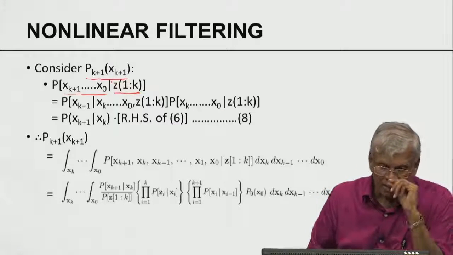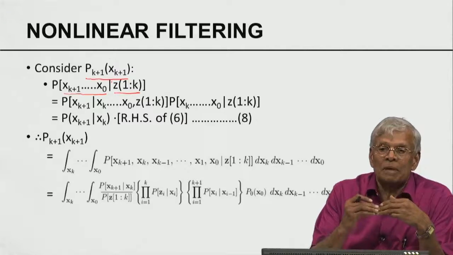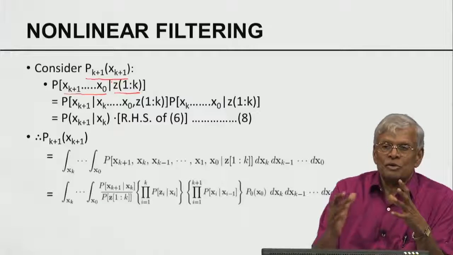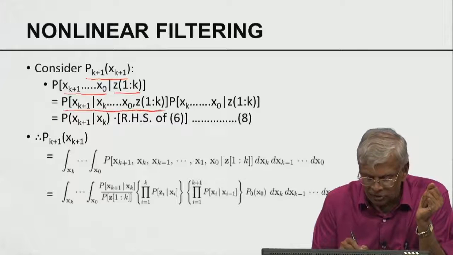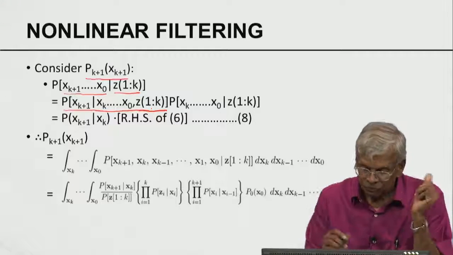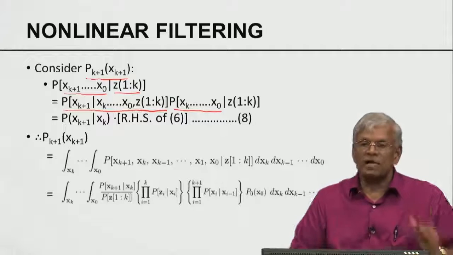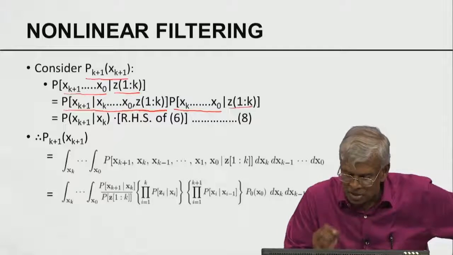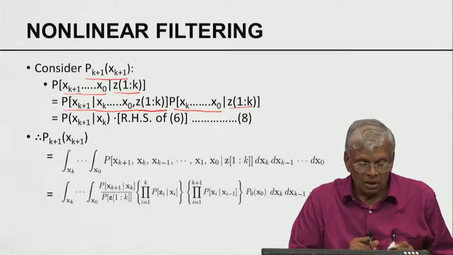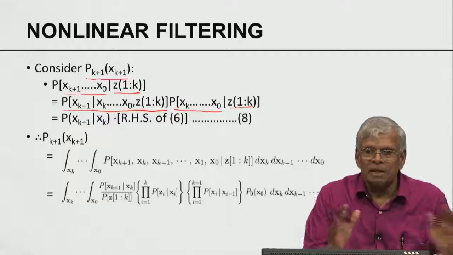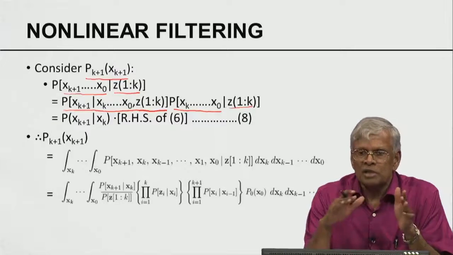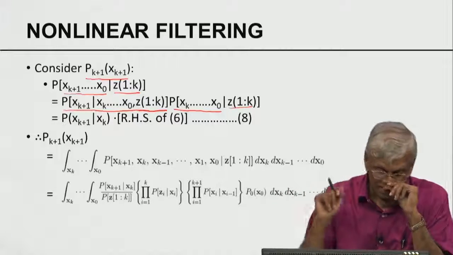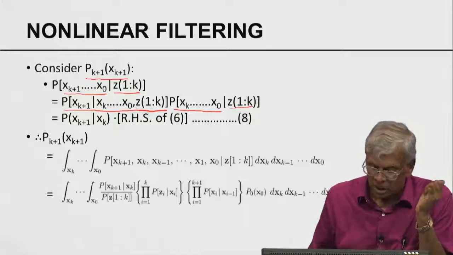This conditional probability can be broken down by applying the conditional probability rule again to gain the recursive form. So this is equal to the probability of x k plus 1 having observed the states from x naught to x k and the observations 1 to k, times the probability of the states from 0 to k given the observations 1 to k. I hope that transition is clear. It is simply a very simple probabilistic rule of expressing the conditional density as a product of two other related conditional densities. It is a very simple mechanism.